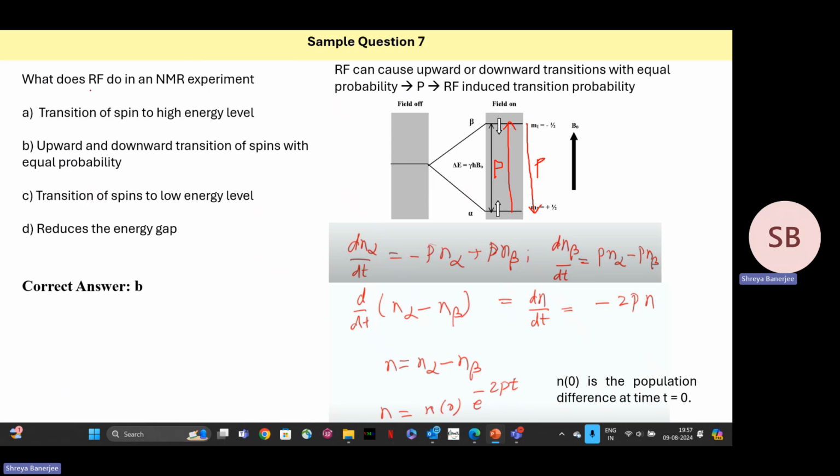What does the radio frequency do? It can promote both upward and downward transition with equal probability. That is the answer, that is B.